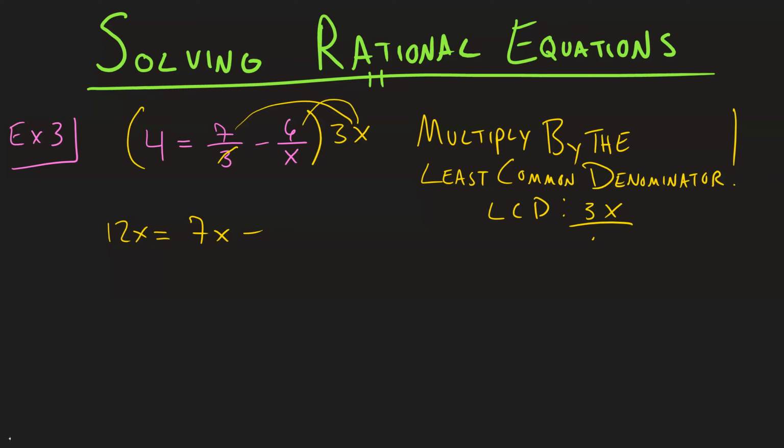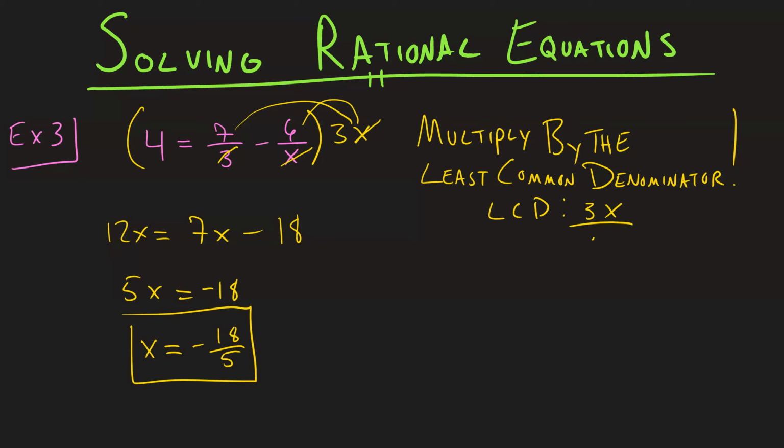When I multiply 3x times -6 over x, the x's are going to cancel, leaving me to multiply -6 times 3, which is -18. And now we can solve for x. So our solution turns out to be -18/5.